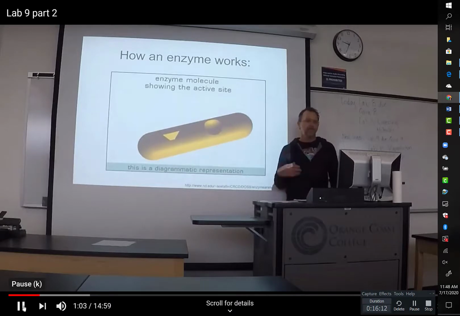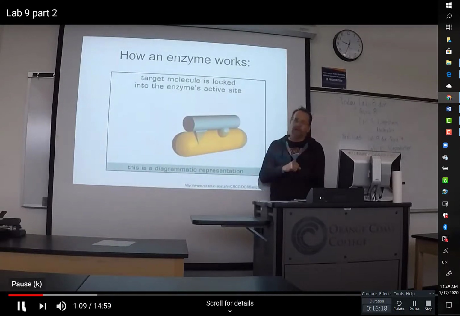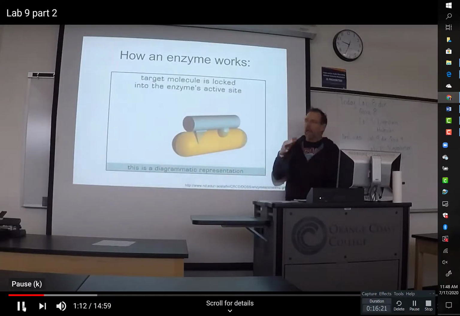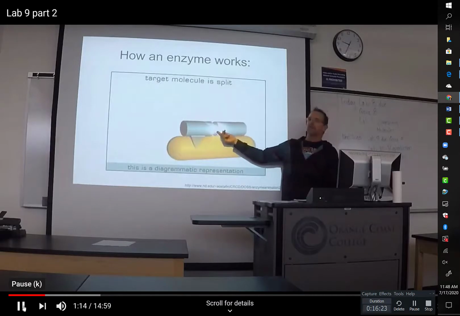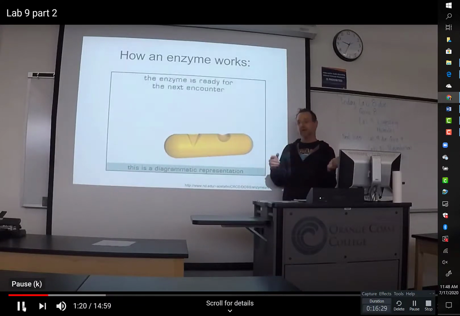All right, so we've got our enzyme. Here comes our substrate molecule coming into the reaction. It binds to the active site of the enzyme, and when it binds to the active site, our chemical reaction takes place. So now we have our two products. Our products get released, that reaction is done, and our enzyme is ready to be used again.